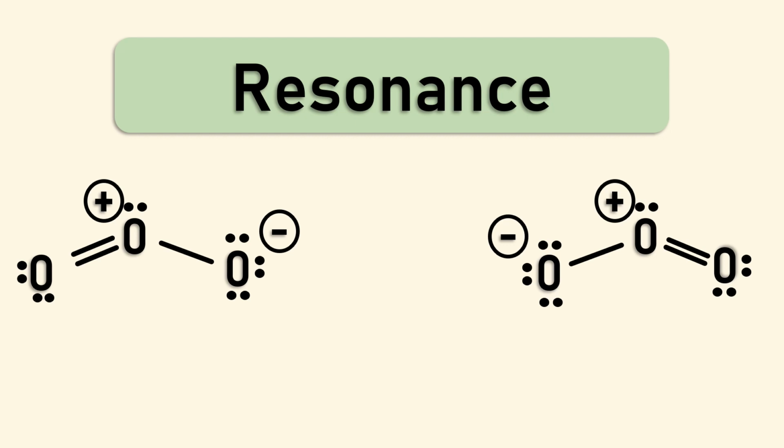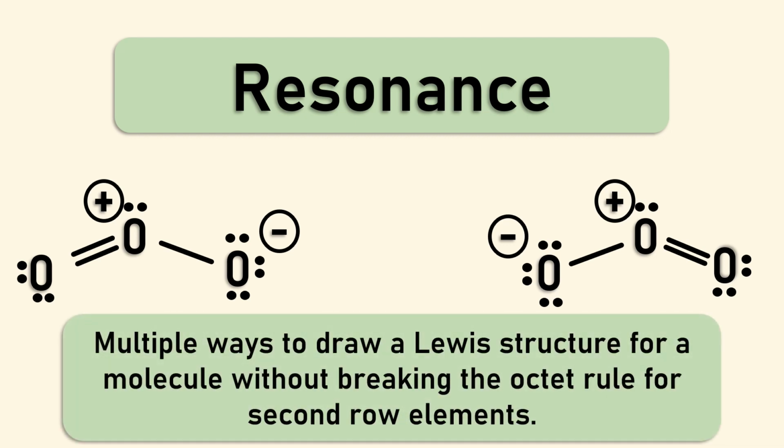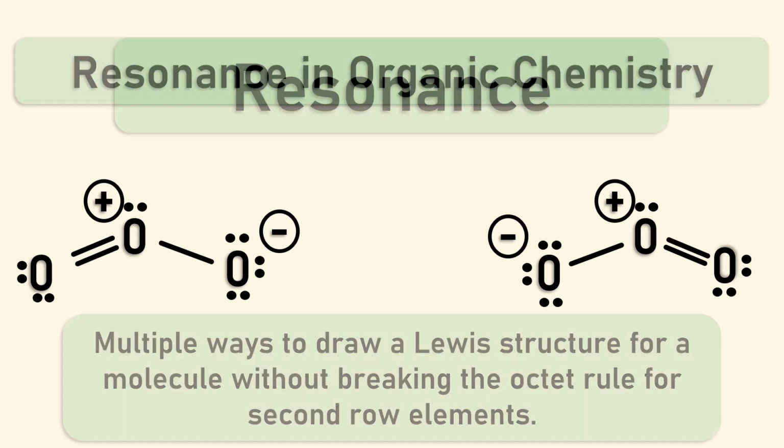Here is the first definition for resonance. Multiple ways to draw a Lewis structure for a molecule without breaking the octet rule for second row elements. This definition usually will suffice for general chemistry students. We can say that these are resonance structures for ozone.